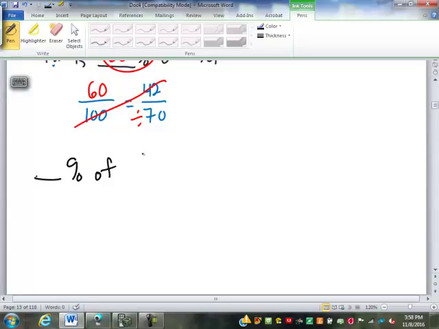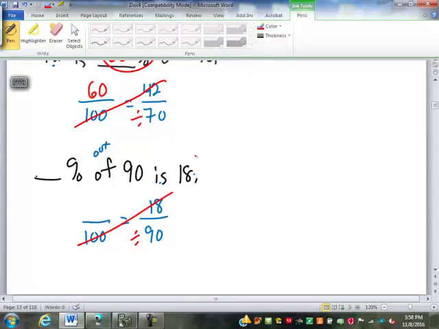Blank percent of 90 is 18. So again, we're going to start off with blank over 100 equals, well, of 90, if I think of that as out of 90, the 90 is going to go on bottom, is 18, the 18 goes on top. So 100 times 18 divided by 90 is 20. So 20% of 90 is 18. That's eight questions.